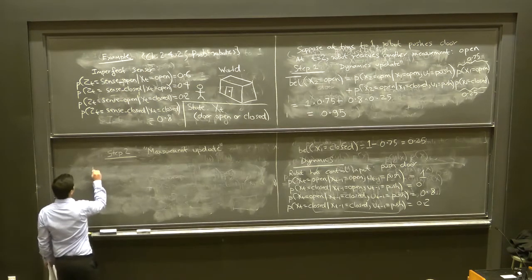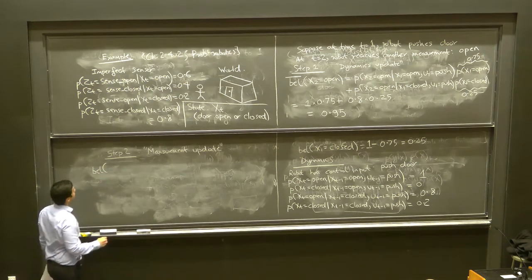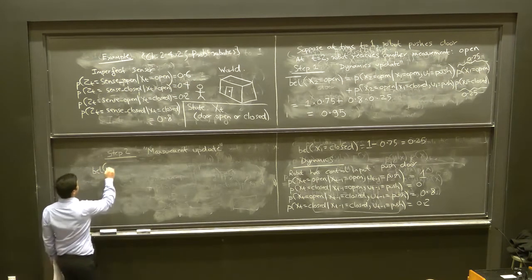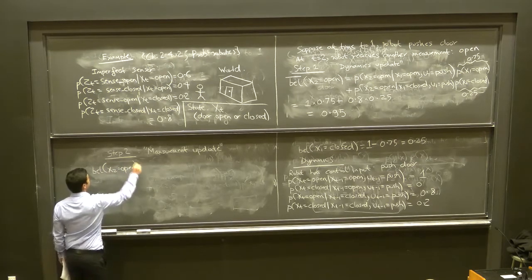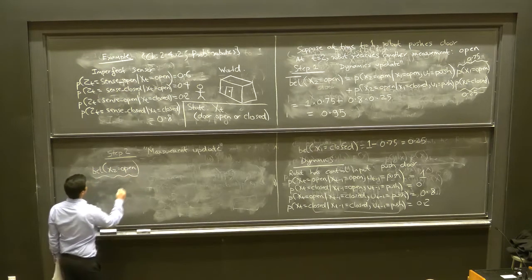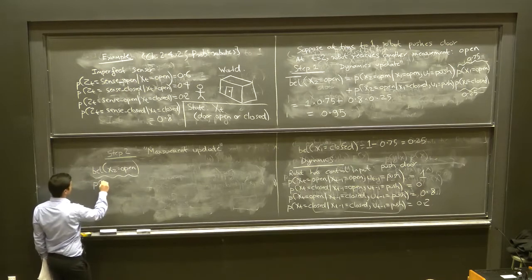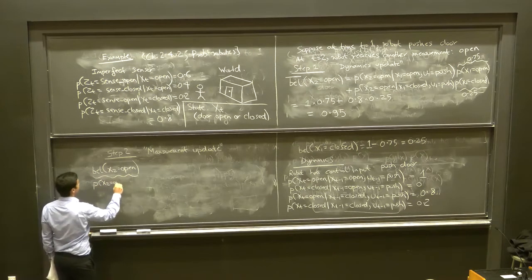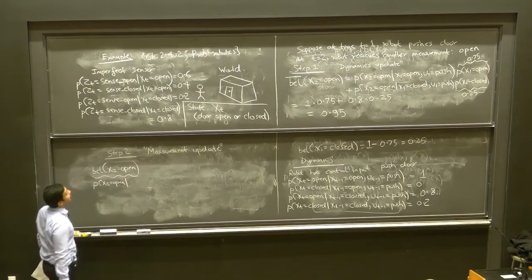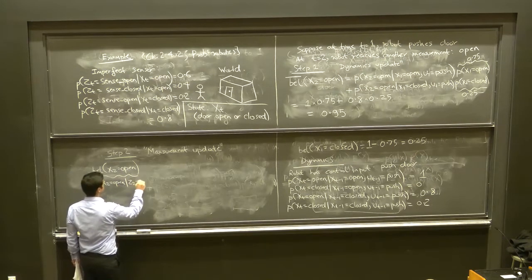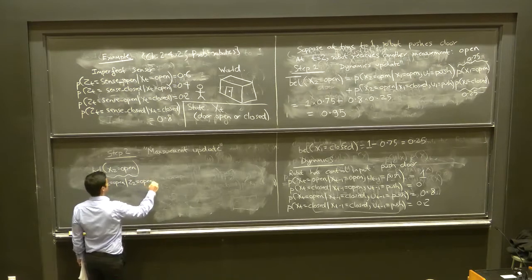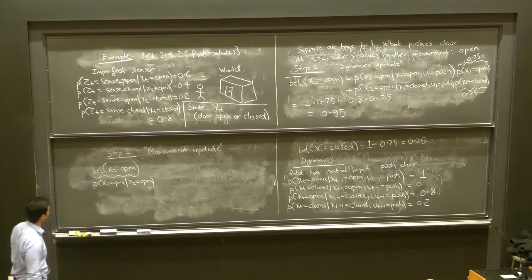So again, we'll represent this updated belief as BEL, belief that the door is open. So really this is shorthand for saying that the probability that the door is open, given that we received this sensor measurement at the second time step, which is that the door is open.